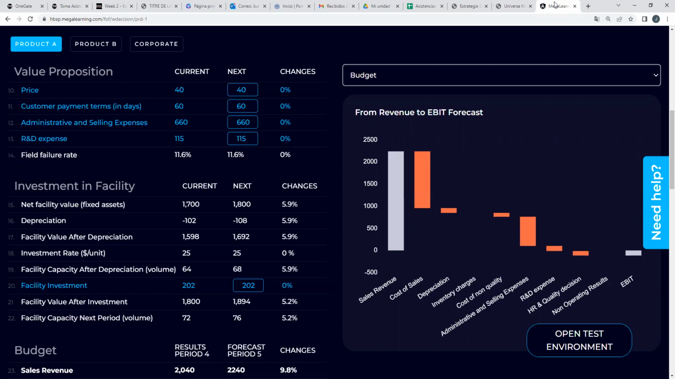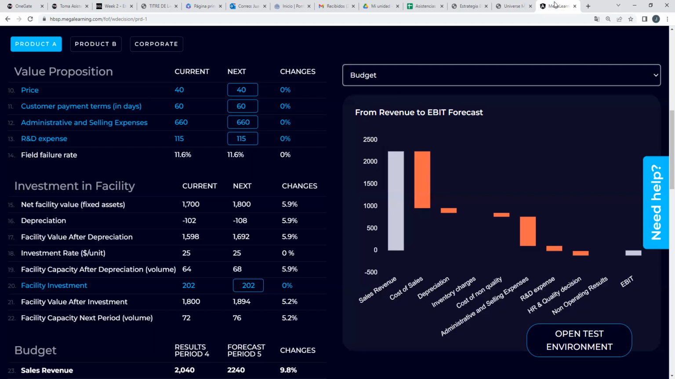Administrative and selling expenses. In the previous round, you invested $660 of administrative and selling expenses. Are you guys going to invest the same budget, less budget, more budget? Up to you. And research and development expenses, you invested $150. What is going to be your decision for the next round?